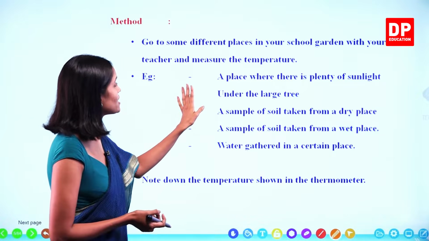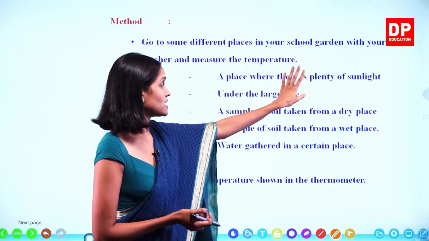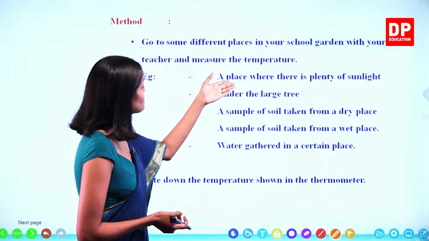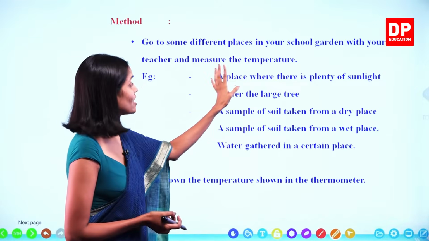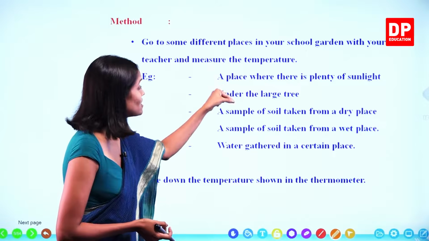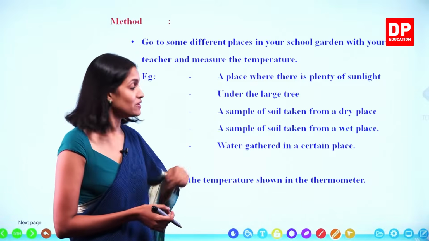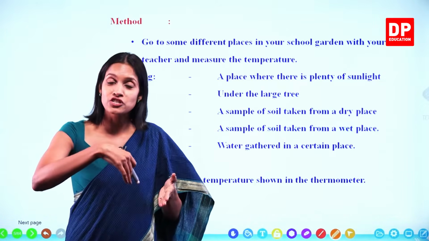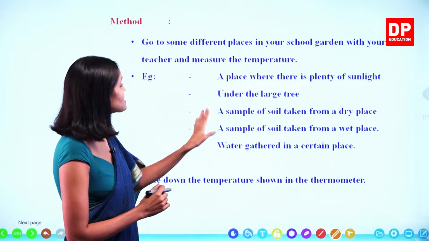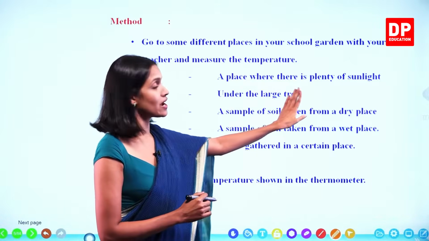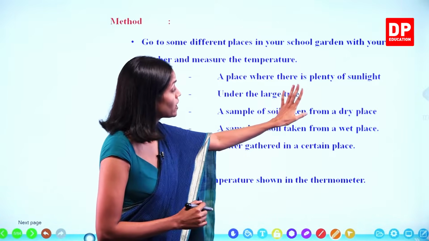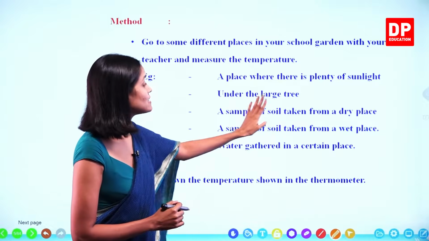We'll see a place where there is plenty of sunlight. We can consider the playground. Under a large tree, we can pick a large tree and measure the temperature under it. We can dig a hole in soil and measure the temperature with the thermometer. A sample of soil taken from a dry place. A sample of soil taken from a wet place. Water gathered in a certain place.